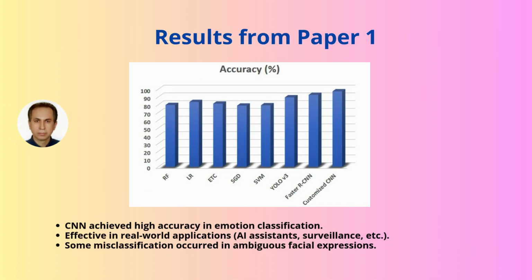The CNN model achieved high accuracy in identifying emotions from facial expressions, making it suitable for applications like AI-powered customer service, mental health monitoring, and surveillance. However, some misclassification occurred in cases where facial expressions were ambiguous.